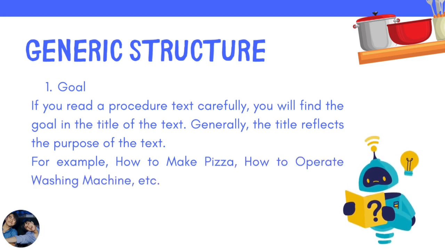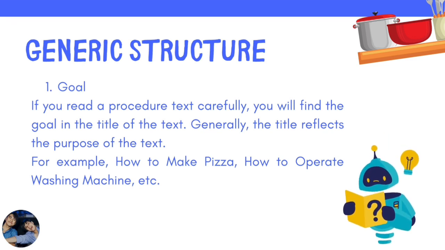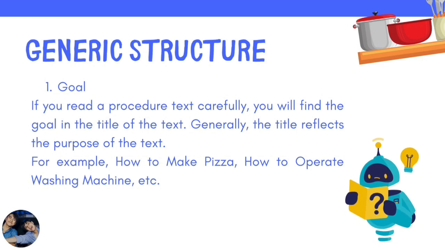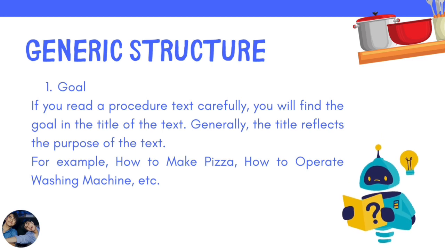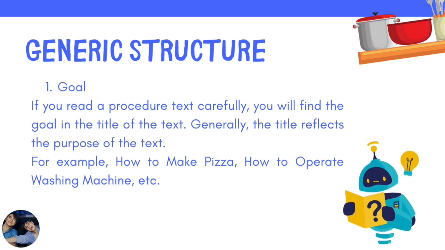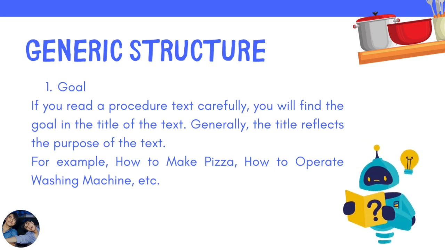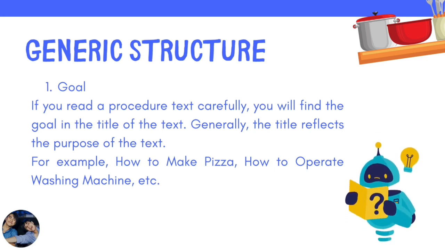Okay, so goals refers to a specific outcome or achievement that the writer aims to accomplish through the instructions provided in the text. These goals typically involve guiding the readers through a series of steps to successfully complete a task or achieve a specific result. Goals in a procedure text should be clear, concise, and achievable. Okay, it helps the readers understand what they will accomplish by following the instructions outlined in the text. They provide direction and purpose to the procedural writing, helping both the writer and the reader stay focused on the intended outcome.